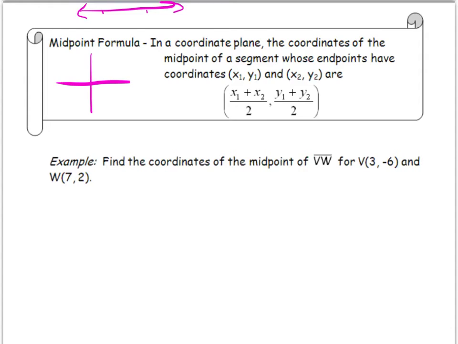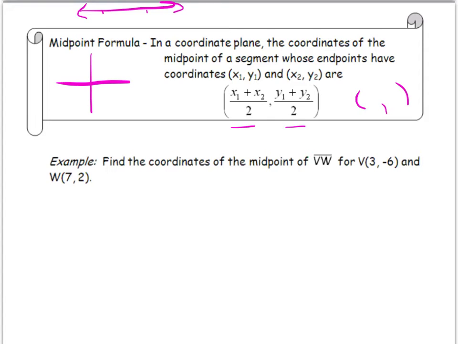You'll have to compensate for the y-axis. So what you're going to do is take your x's, add them and divide by 2. Take your y's, add them and divide by 2. And that will give you your new point, your point in the middle, your average point, your midpoint.